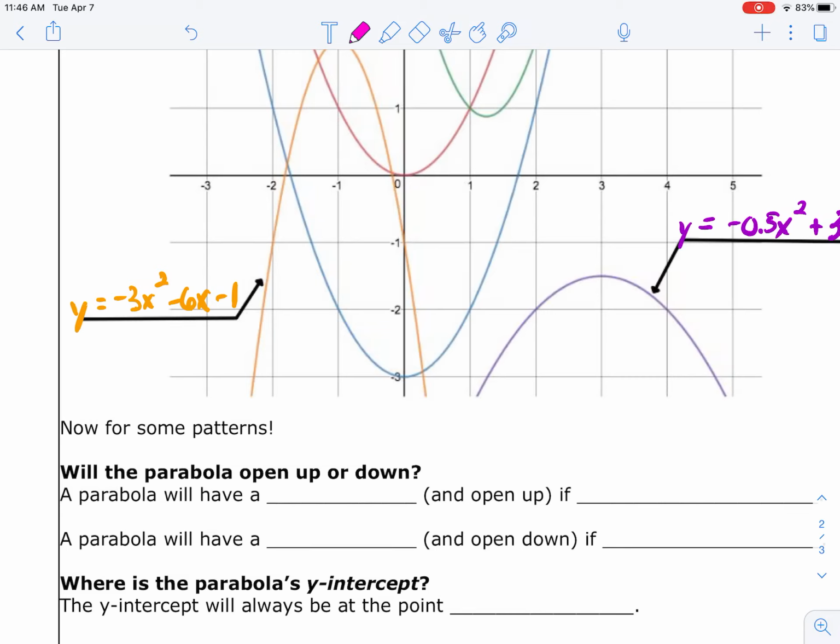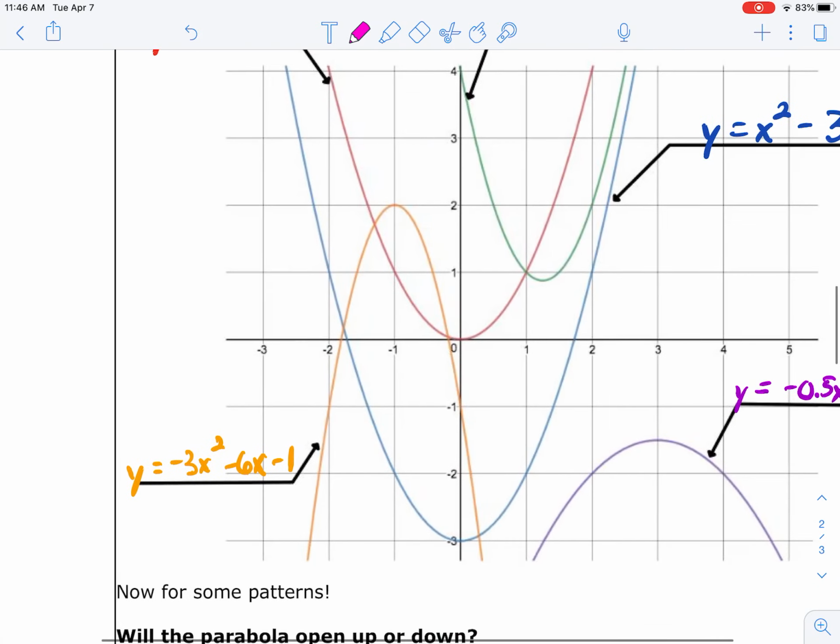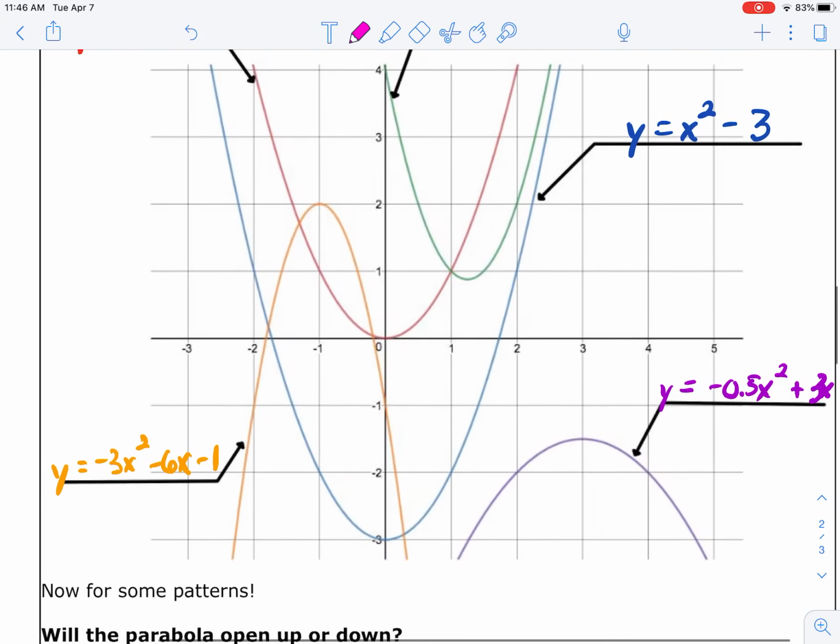So now we're left to look at some of the patterns, and hopefully as you've been going along here, you've been thinking about some of these equations and the types of graphs that they have. But let's see what we can notice. First question we have is, will the parabola open up or down? So let's look at the ones that have opened up or down.